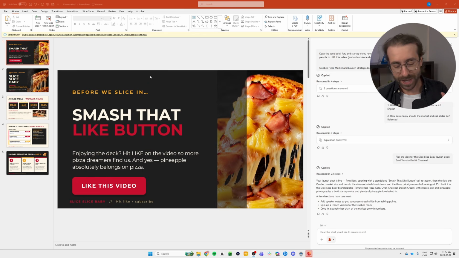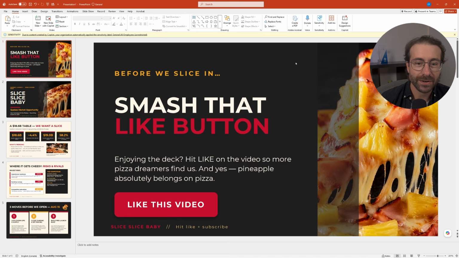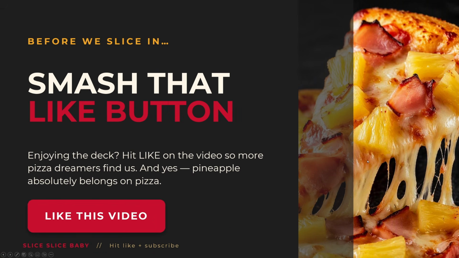All right, so here we are after a few minutes. This is crazy. Let me close the pane right here. Look at the slide that was made by Copilot. Before we slice in, smash that like button. I asked as a joke to add a CTA slide. Look at that. I was talking about the pineapple pizza. Look at this image. How great that looks, right? It used my brand kit for all of these colors.